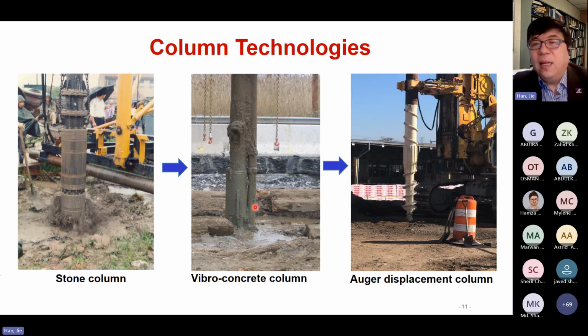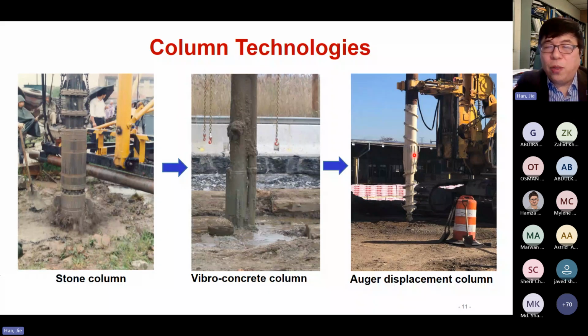Now we have a better technology called auger displacement column. So this is the auger, the auger goes down into the ground, and also as you see, the cross section changes. This basically provides lateral displacement expansion, okay, and can also make the soil move, which can be good, sometimes can be bad. So I will talk about this later on.